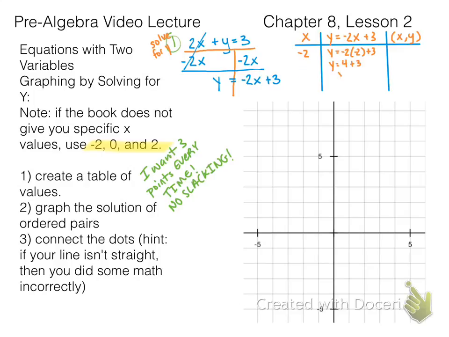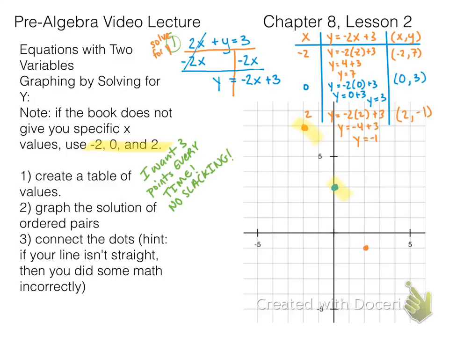If I plug in -2 for x, I'm going to get y equals 7. All right? So if y equals 7 and x equals -2, the point (-2, 7) is right here. Okay? Now I'm going to plug in 0 for x. -2 times 0 is 0, plus 3 is 3, which means when x is 0, y is 3. All right, and then I'm going to graph that point, which is right there. And then I'm going to do the last point, which is x equals 2. So if x equals 2, we get -2 times 2 plus 3, which means y equals -1, and there is that last point.